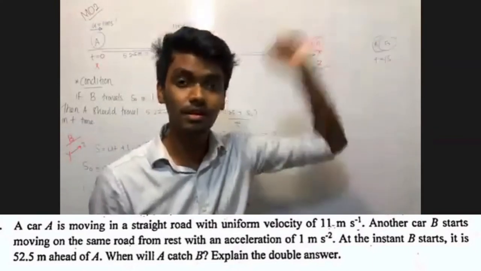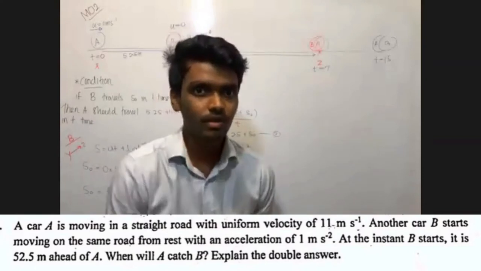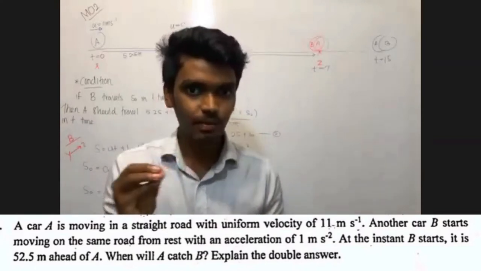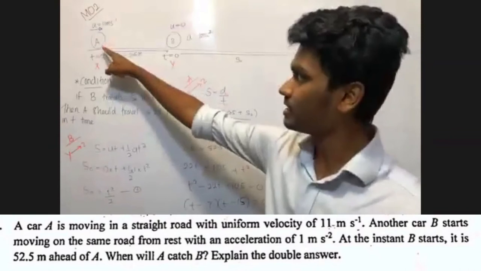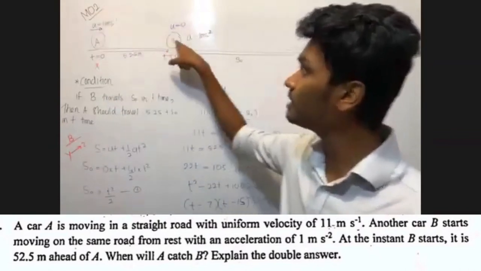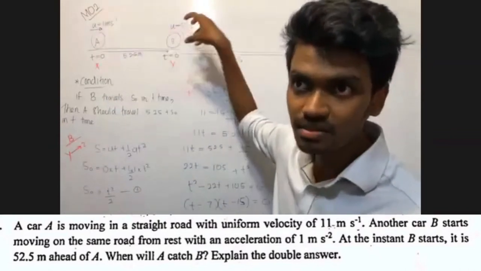B moves with a high speed. Right? So you need to understand this point well. First of all, A overtakes B. Why? Because B is starting from zero.